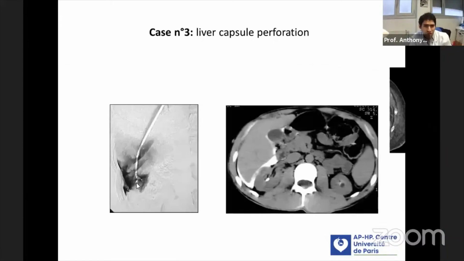In this other case, you can see the perforation was deeper, and there is an extravasation of contrast outside the liver capsule in the peritoneum. So this kind of complication may really happen. And embolization is not compulsory in every case, but when it happens, we usually do it.